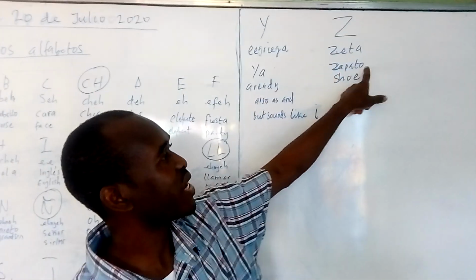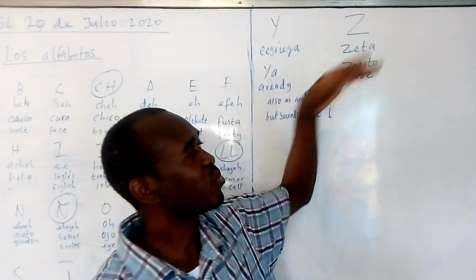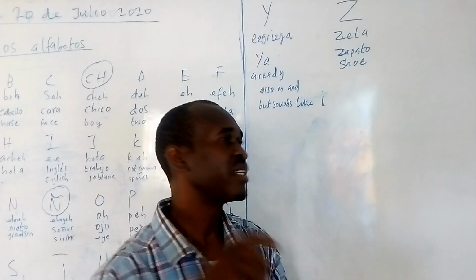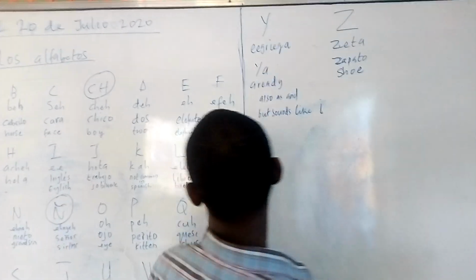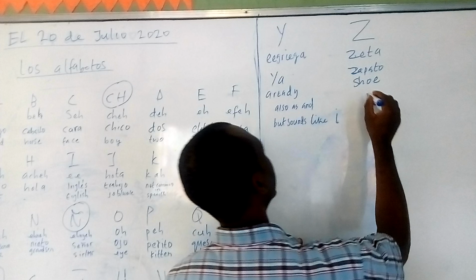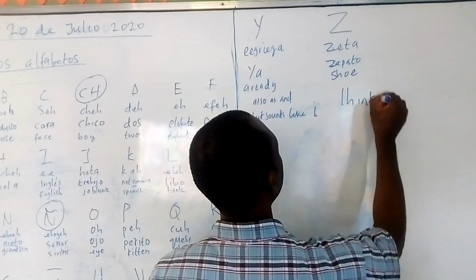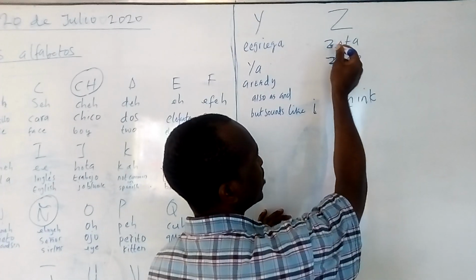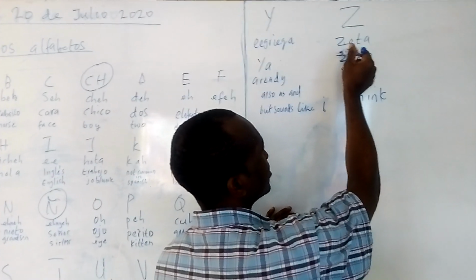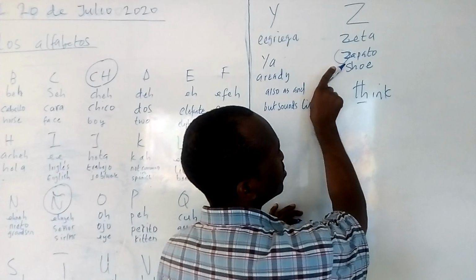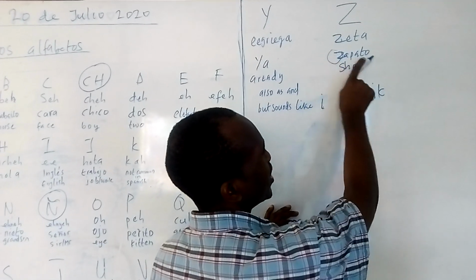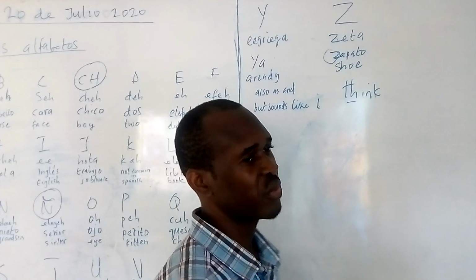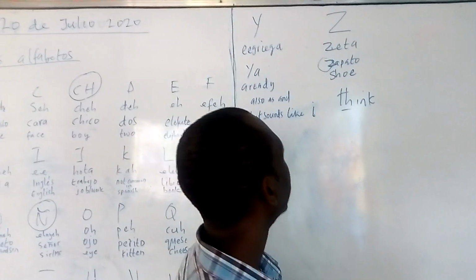So that would be zapato. But in Spain, the Z is pronounced as the TH in the word think, like think. So the TH here in think. So someone from Spain would pronounce this sort of zapato. Latin American zapato. So it's whichever is easier for you, right?